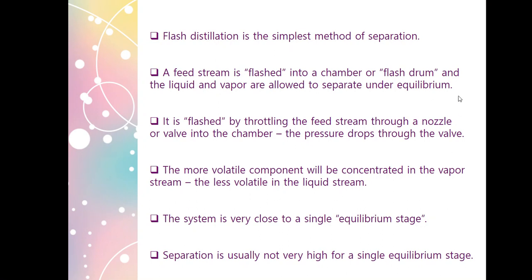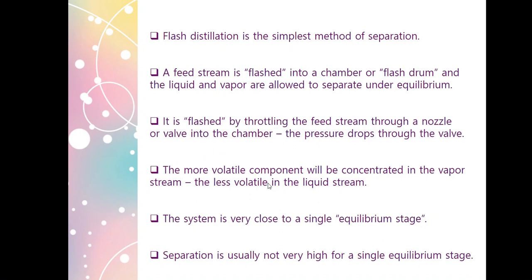Now, this is a detailed explanation of flash distillation. It's the simplest method of separation employing the principle of distillation, and that is capitalizing on the difference in the volatilities of the components present in a mixture. Here, a feed stream is flashed into a chamber or flash drum, and the liquid and vapor are allowed to separate under equilibrium. It is flashed by throttling the feed stream through a nozzle or a valve into the chamber, which reduces the pressure.